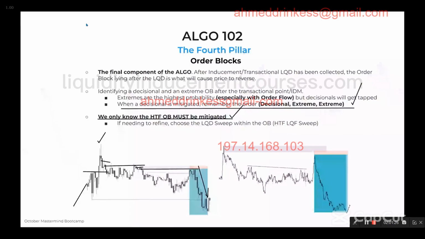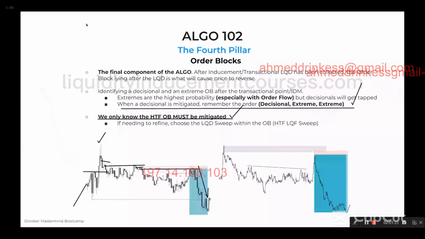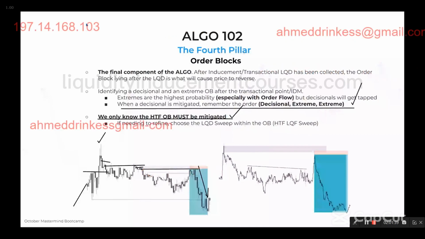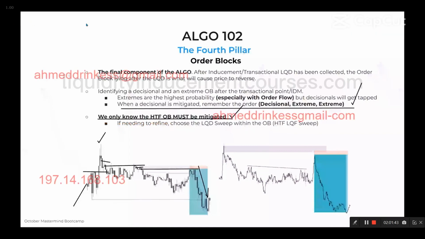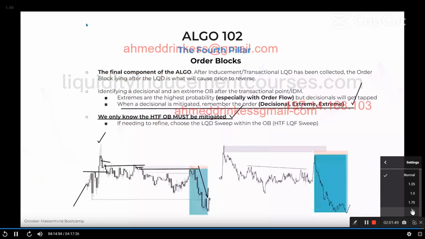All right, everyone. So based on that, next week we are going to be going over the remaining of the cycles, the intention and purpose, internal and external range liquidity, tying it all together, the algo, mastery of the algo, and all of the intraday scenarios.